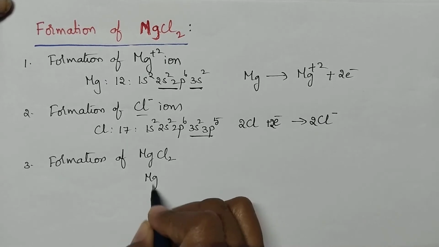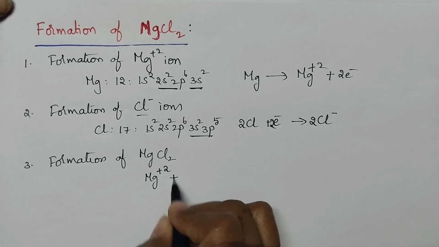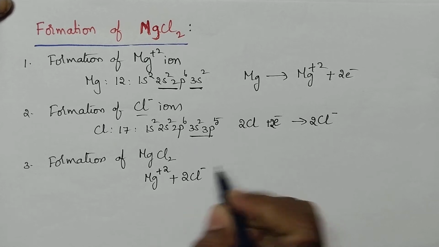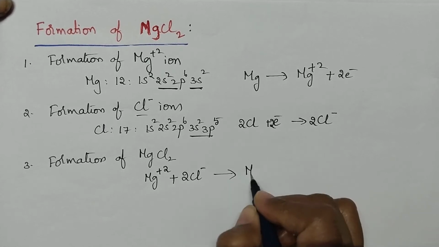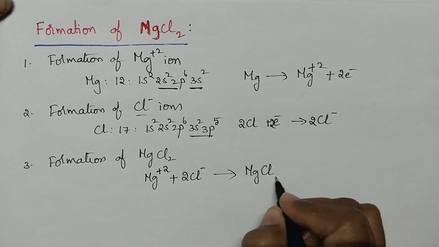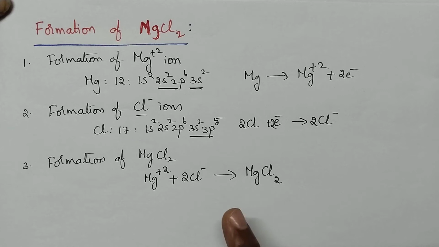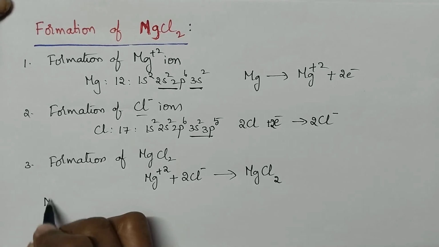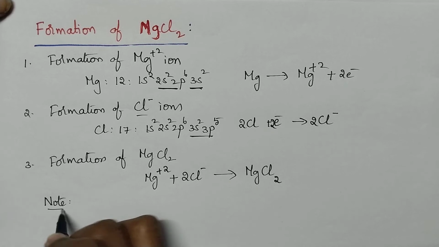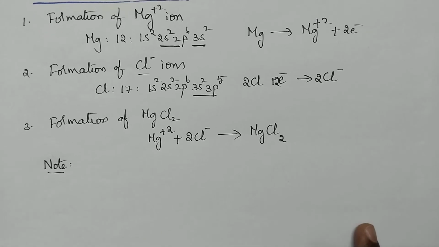Finally Mg+2 and Cl minus ions result in the formation of ionic bond between magnesium and chloride. So in this way, through 3 steps, magnesium chloride results in the formation of ionic bond. And always remember, there is a condition for the formation of ionic bond.